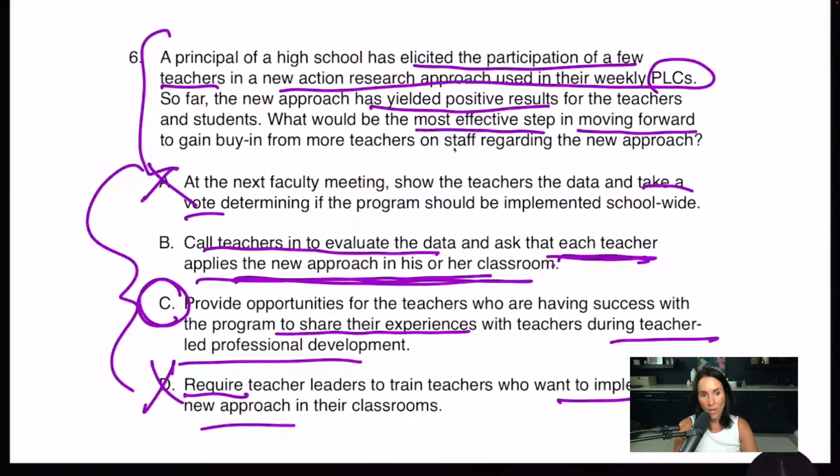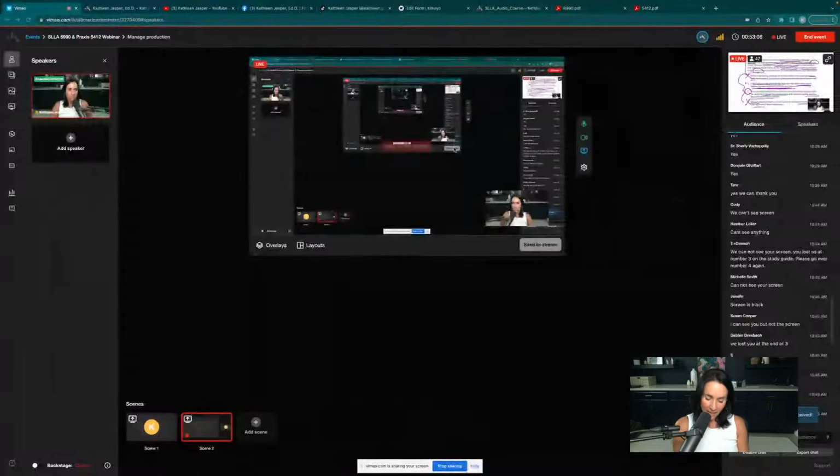This is where the question stem will help you. Like, let's say you were between B and C. Well, buy-in, when you have other teachers talking about it, you're more likely to get buy-in there. All right. So that's why C is the correct answer.